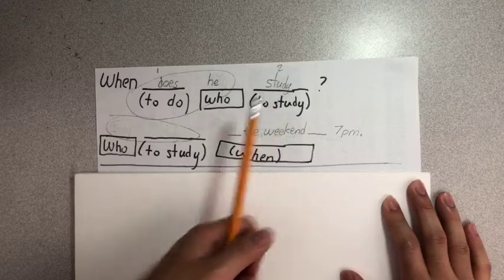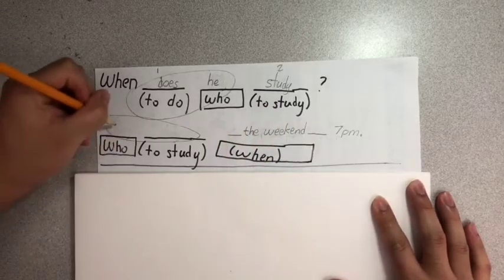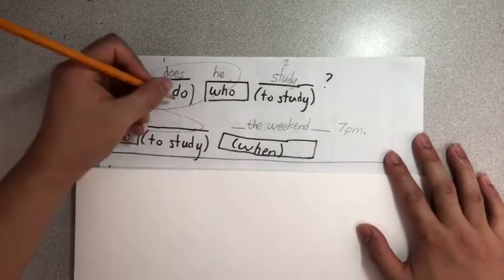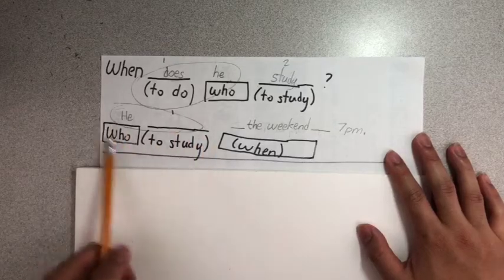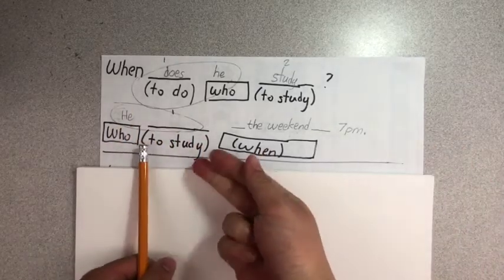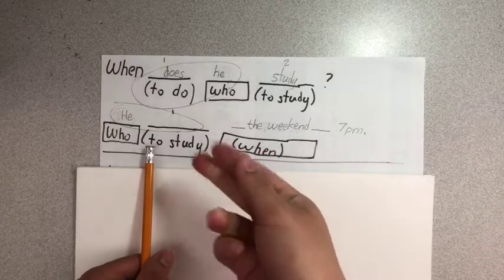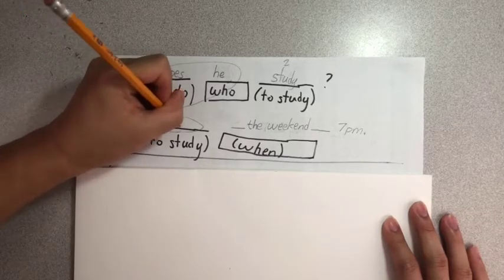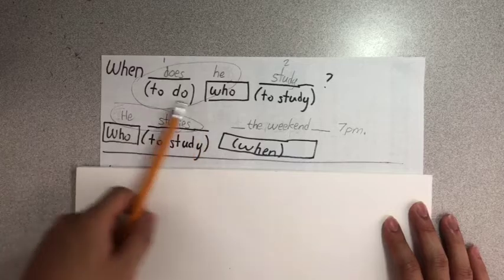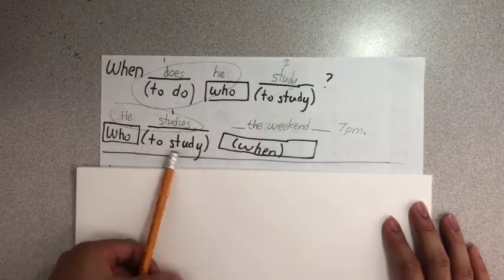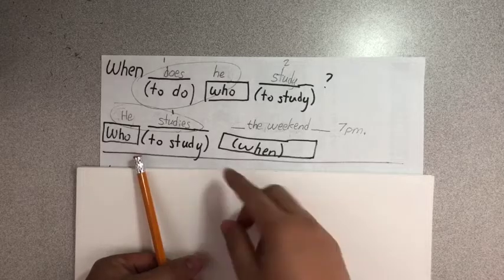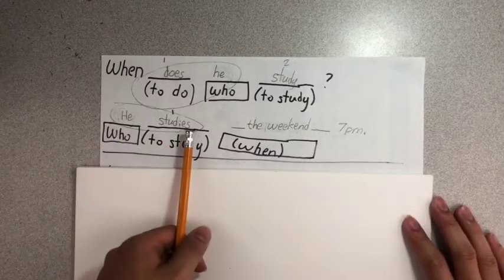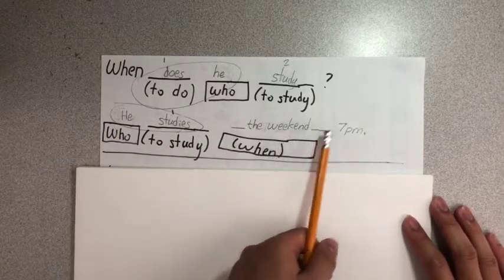When does he study? Well, who are we talking about? We are talking about "he." He and study. This is verb 1, so we change it with "he." I, you, we, they study. He, she, it studies. Right now, spelling is not important, but you need to understand he, she, it. We write an S at the end. So this is "studies." He studies blank, the weekend, blank, 7 p.m.